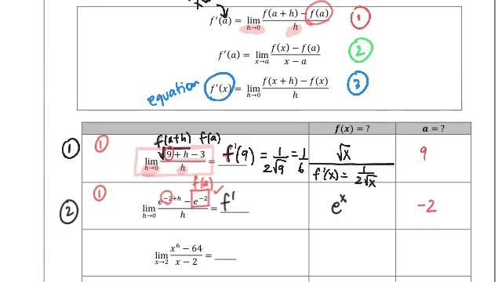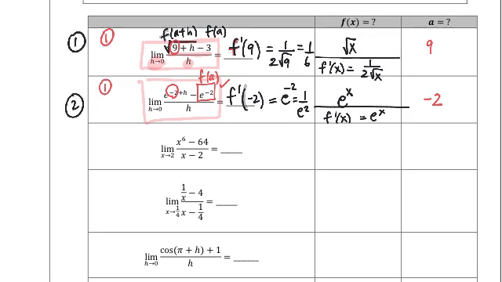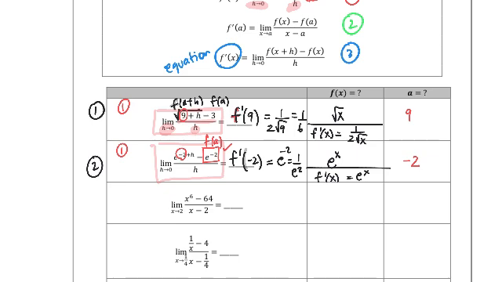So this whole limit, this whole entire thing, means the derivative f prime of the e to the x function, and we're at the specific point negative 2. So then I think, well, f prime of e to the x is just e to the x, and then I have to do f prime of negative 2. So this answer will be e to the negative 2, or 1 over e squared. So this is the idea. Let's do a couple more here.